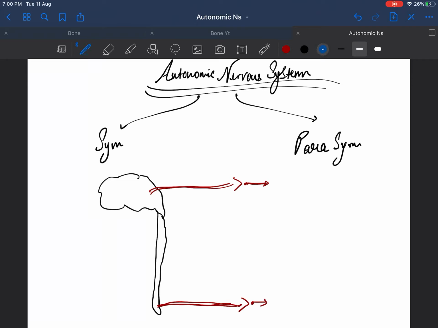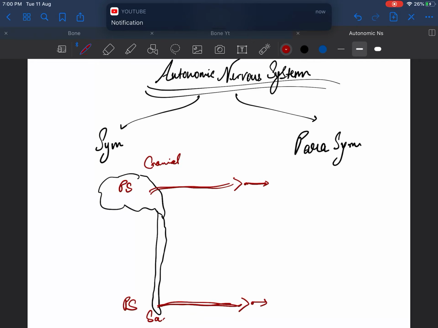So the red one is the parasympathetic, and the top one is the cranial outflow, and this one is the sacral outflow. Sacral, we should remember, is derived from the S2, S3 and S4 nerves, and from the cranial, we should remember that it is from the cranial nerves 3, 7, 9 and 10.